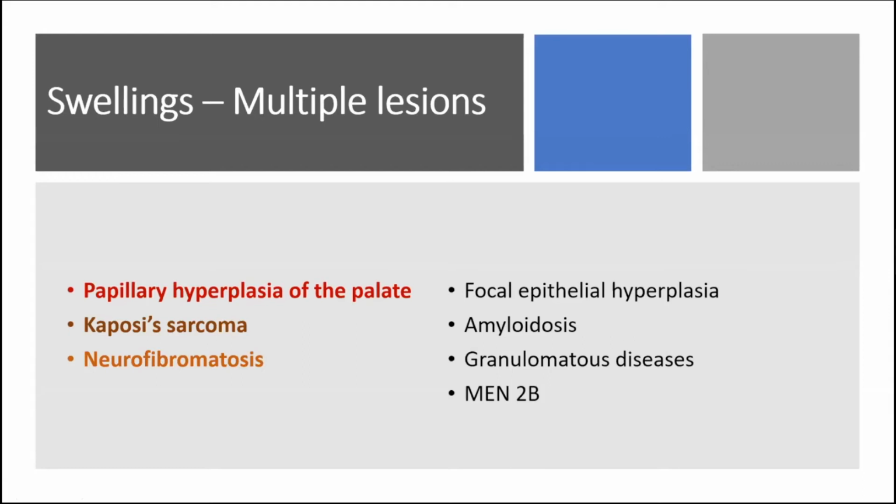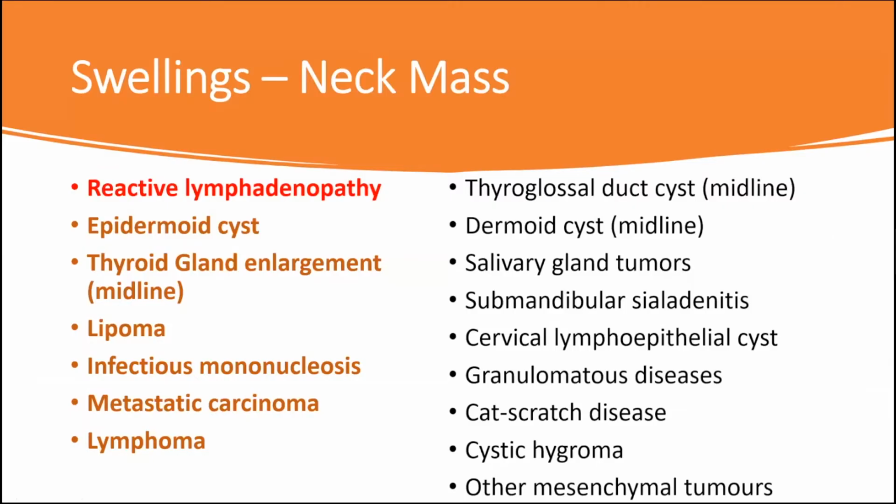Amyloidosis, granulomatous diseases, and MEN2B syndrome. So if now neck mass, by far the most common reason for a neck swelling is reactive lymphadenopathy, either to an infection or to a malignancy. For whatever reason, that's by far the most common reason for a neck mass. Epidermoid cyst, thyroid gland enlargement, lipomas, infectious mononucleosis, metastatic carcinomas, and lymphomas are more or less around the same statistical numbers, and then all the rest are very, very rare conditions.